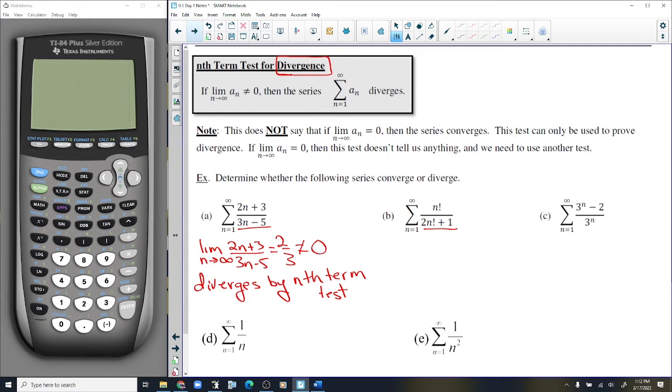The difference is the 2. So the limit as n approaches infinity of n factorial over 2n factorial plus 1 is equal to 1/2, which is not 0. The terms are not getting smaller. They're getting closer and closer to 1/2. But essentially, at the very end, you're adding on a half every time. That's headed off to infinity. Really slowly, but it's headed off to infinity. Diverges by nth term test.